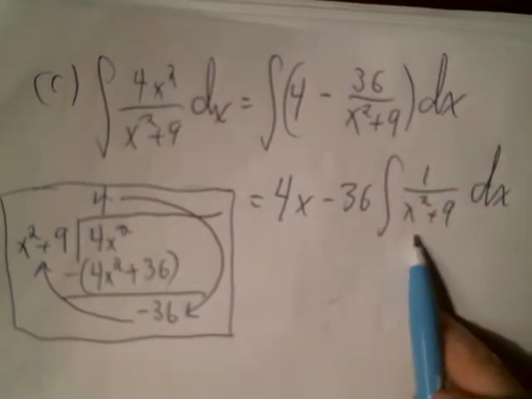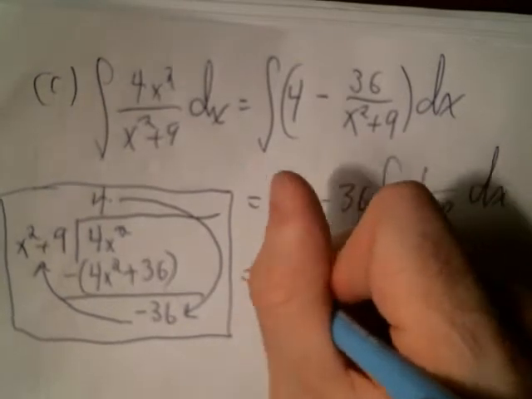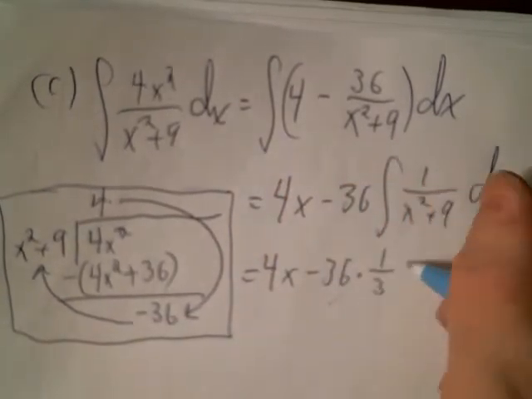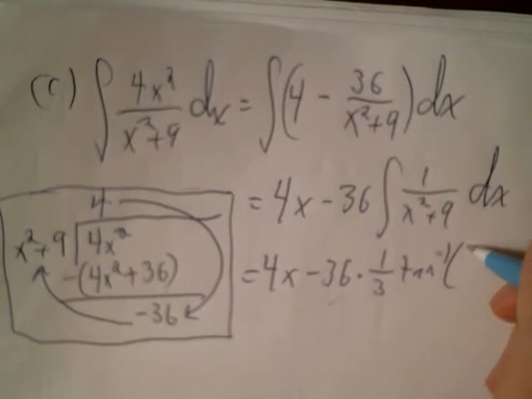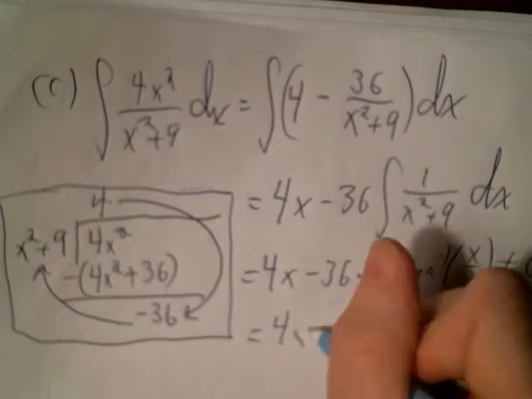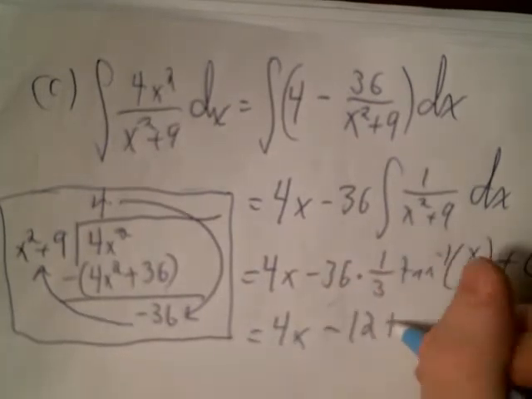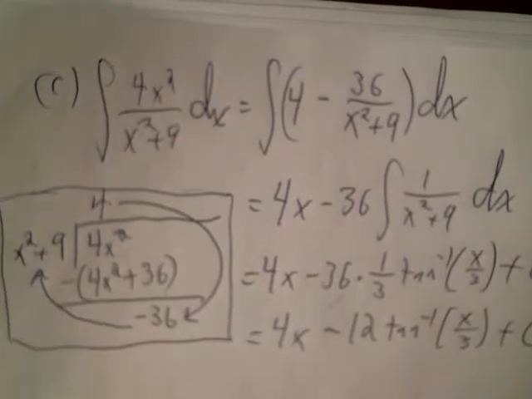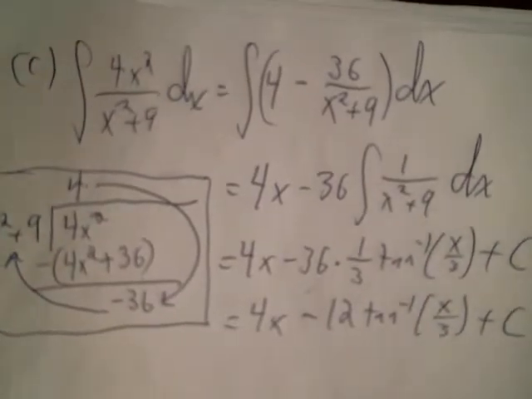That's the integral from part A. So I end up with 4x minus 36 times 1/3 tan inverse of x over 3 plus c. So this is 4x minus 12 tan inverse of x over 3 plus c. Okay, so you can go back and take a look. There are some patterns there.